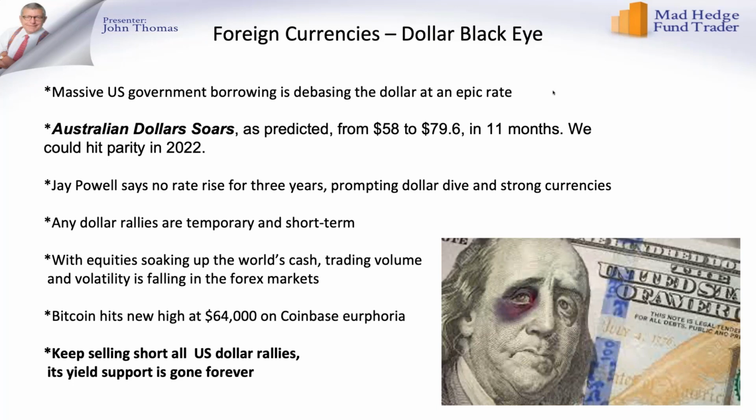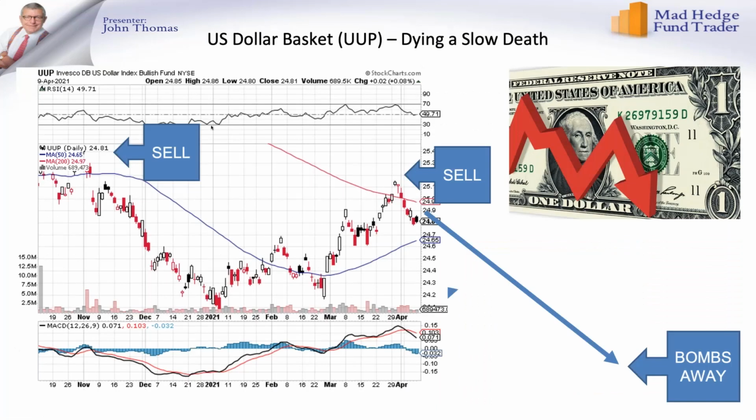Any dollar rallies are temporary and short term, with equity soaking up the world's cash. Trading volume and volatility is falling in the Forex markets. Bitcoin hit a new all-time high at 64,000 on the Coinbase IPO yesterday. That could be the top for the short term. Keep selling short all US dollar rallies. Its yield support is gone forever. There's the UUP, a US dollar basket, and we've been selling all year. We sold back up here, sold here again, and we're looking for new lows in the dollar.